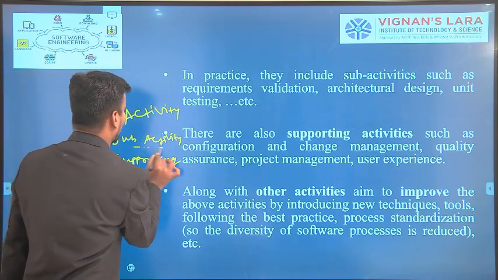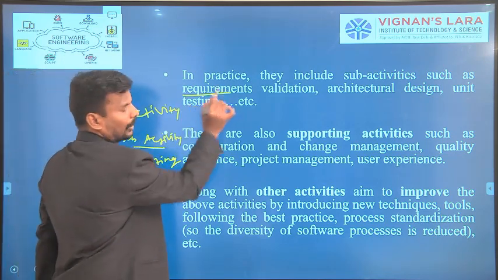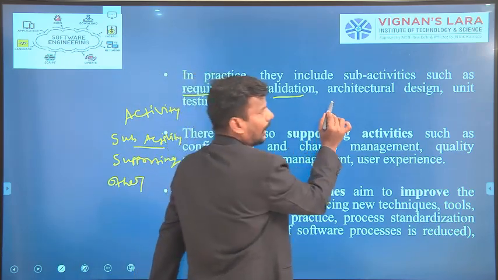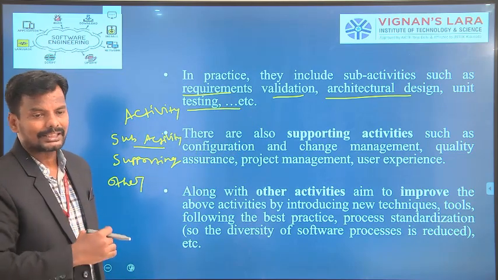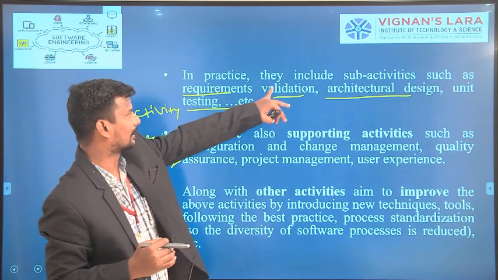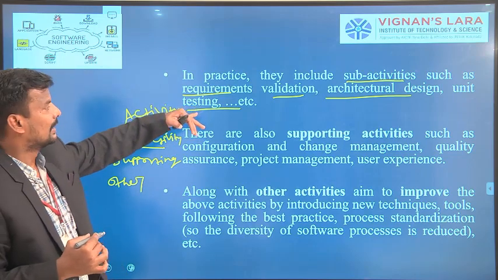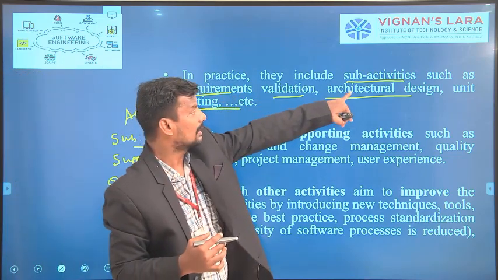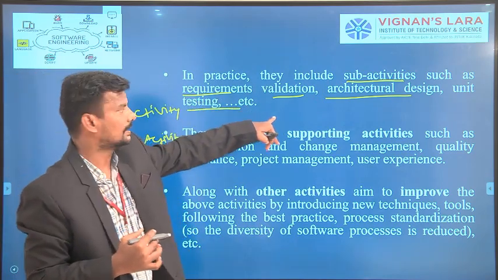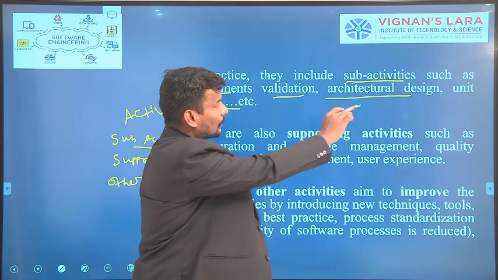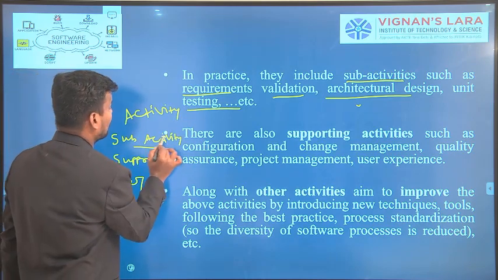In practice, the sub-activities include the requirements and then validations and then architectural design and the unit testing. These things will be involved during any software process. Those things are covered under the sub-activities. During any software process, some activities will be involved. What are sub-activities? We have to involve the requirements and then validations and the architectural design and the unit testing, etc. These things will be involved in the sub-activities.